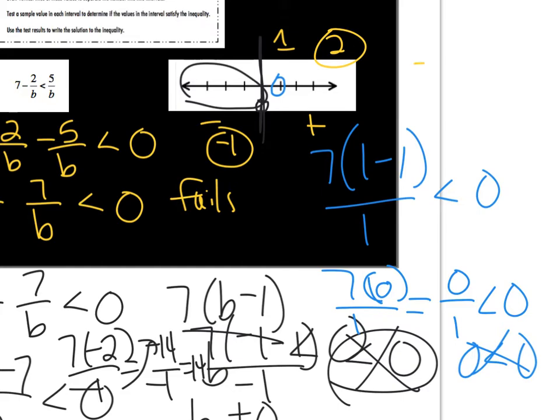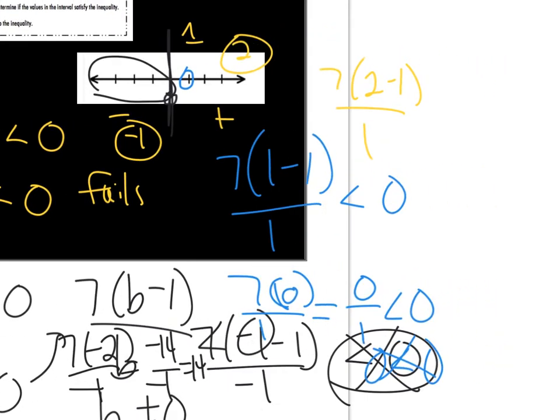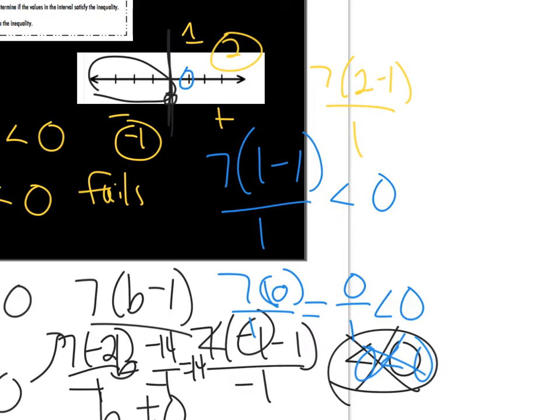So if I take 7 times 2 minus 1 over 1, that's going to be 7 over 1, which is false. I'm all turned around. So this is false.